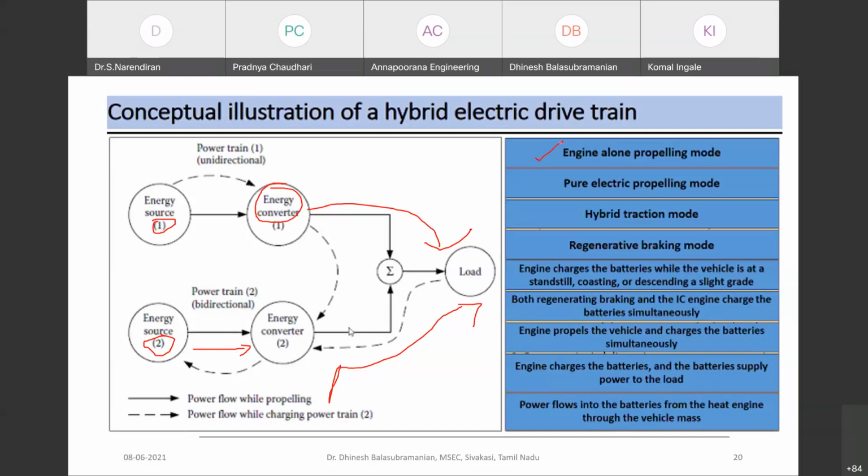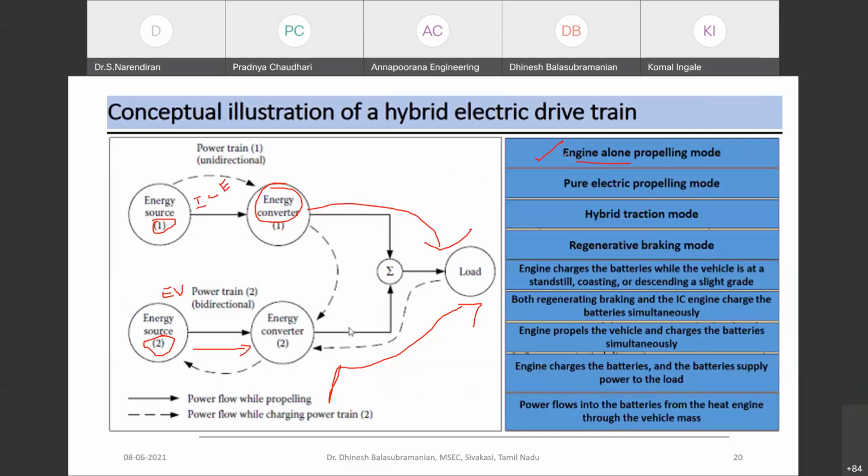So when talking about hybrid vehicle technology, you will have both internal combustion engine and electric vehicle. So there are 9 different modes in this hybrid electric vehicle drivetrain. First one is engine alone propulsion mode. Let us call this ICE, where ICE talks about internal combustion engine, and this is EV. So you'll have a motor and a battery power source. You will have a fuel tank and an internal combustion engine. You will have energy sources battery and energy converter as motor.